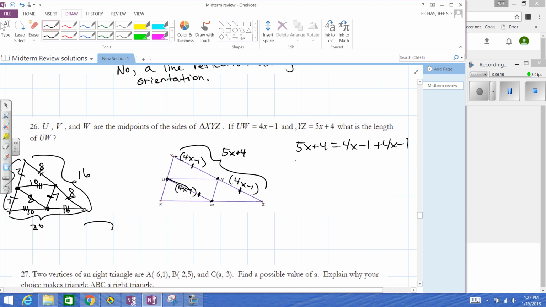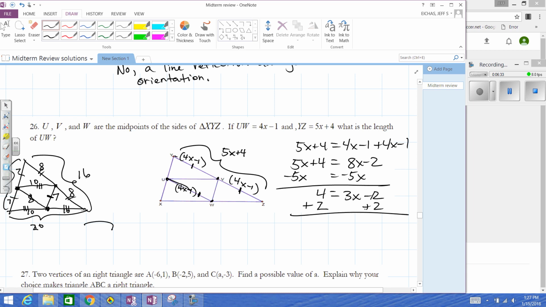You know, there's a few ways to do that. So I'm just going to combine like terms over on this side and start solving. I like to get the x's to one side. I usually move the smaller one, to try to avoid dealing with negatives. So 3x equals 6. Whoops, sorry, I'm going ahead of myself. Divide by 3, and x equals 2.